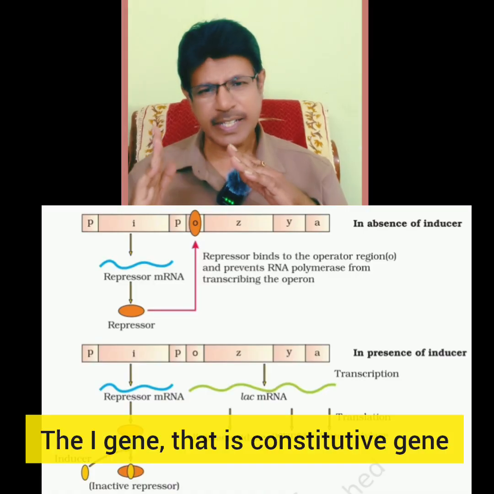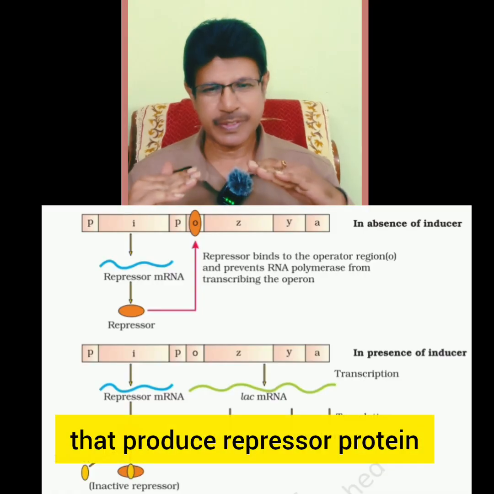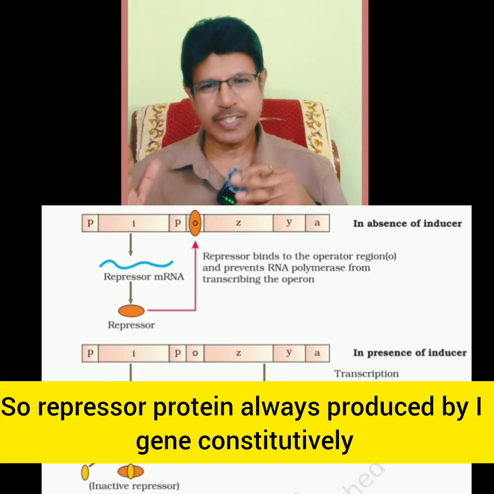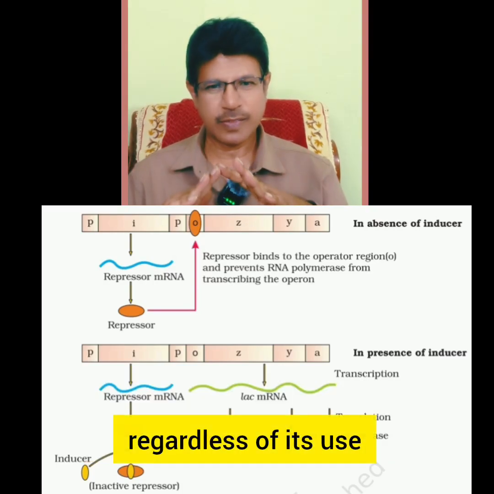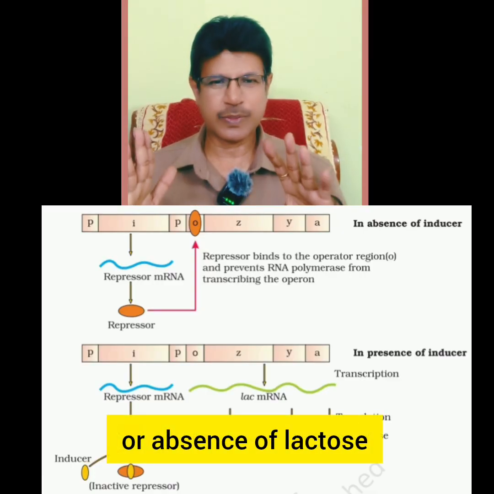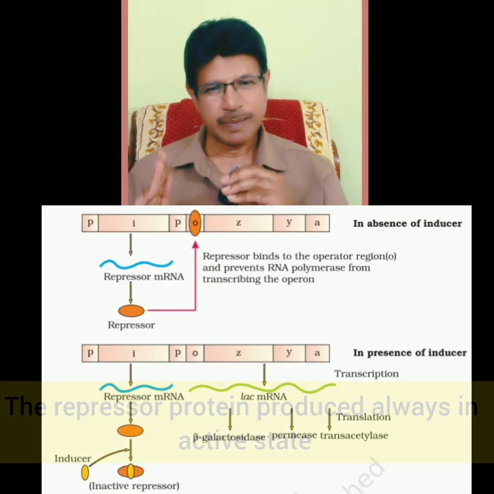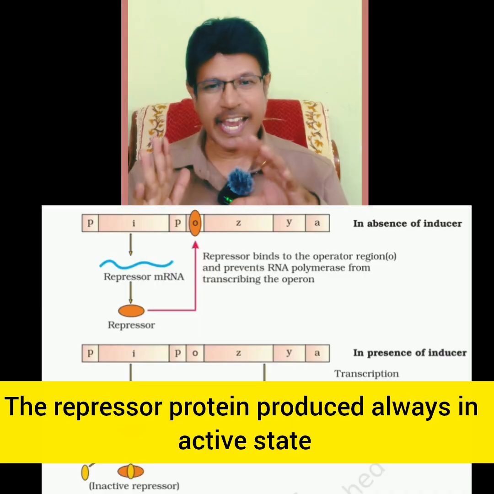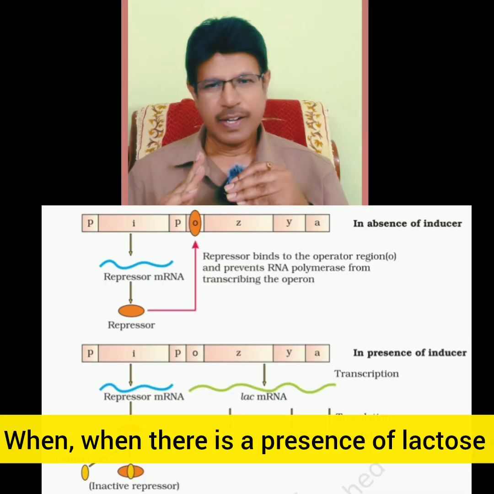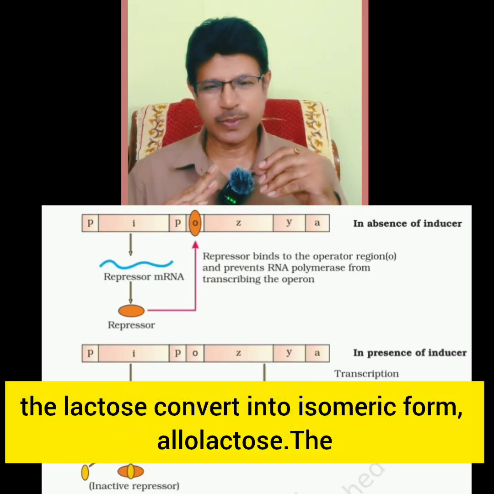Next, the I gene is a constitutive gene that produces repressor mRNA, which produces repressor protein. So repressor protein is always produced by the I gene constitutively, regardless of lactose presence or absence. It is a constitutive gene. The constitutive gene product is repressor protein. The repressor protein is produced always in active state. It is always active.